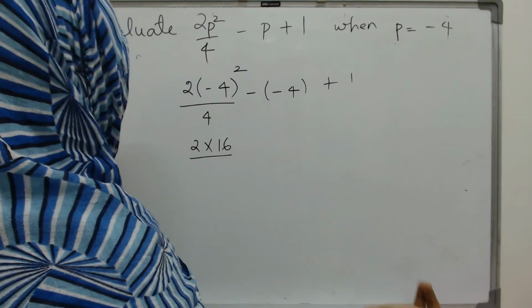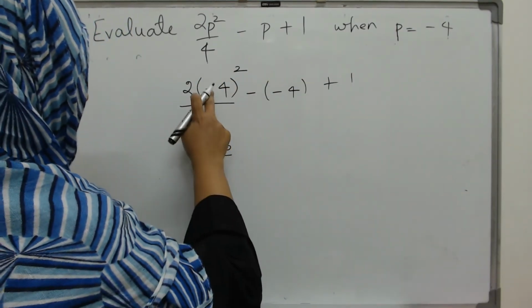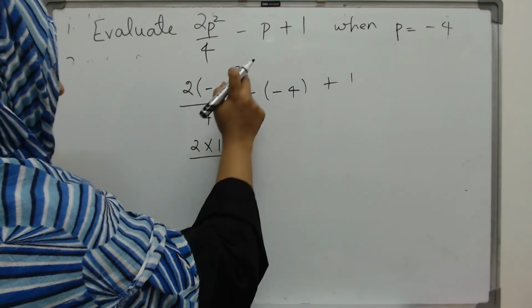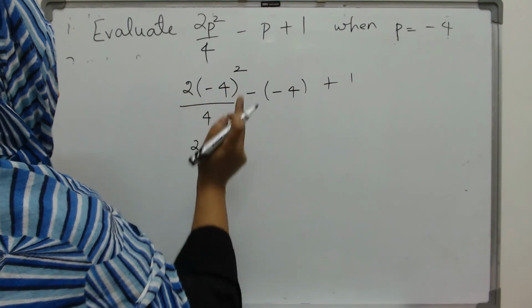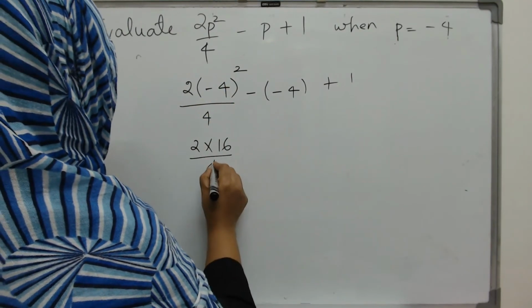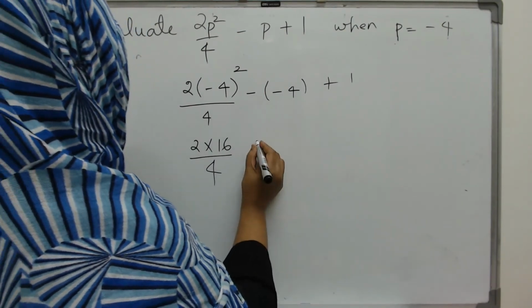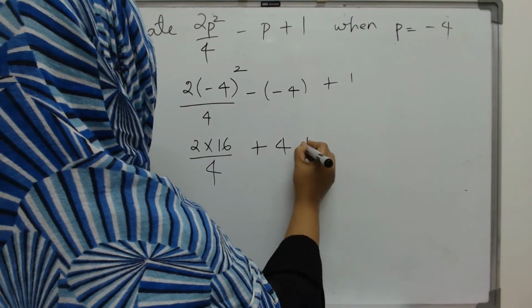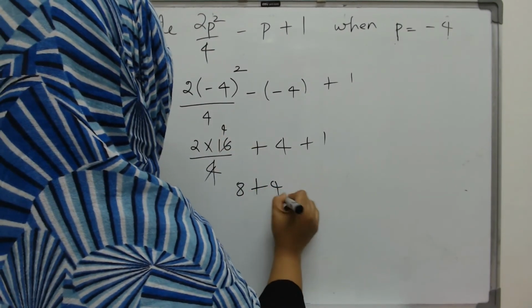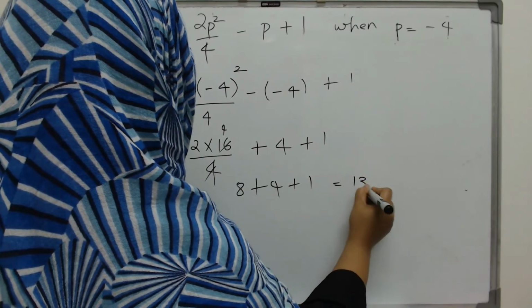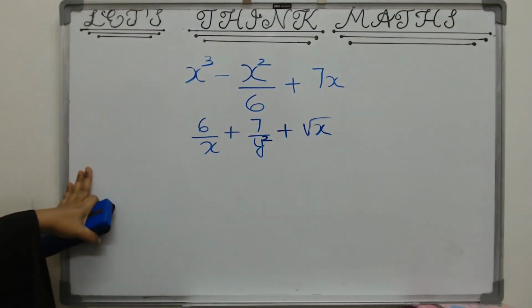Please check out the video we made on exponents. Then you will know that minus 4 into minus 4 will lose its negative sign. If the exponent is an even number, the base will lose its negative sign. That is why you have plus 16 there. Please check out that video. Minus and minus will become plus. So that would be 8 plus 4 plus 1, and that would be 13. 13 is our answer.